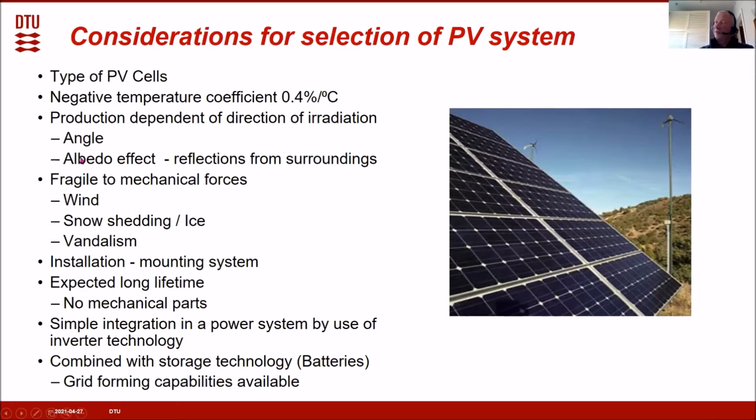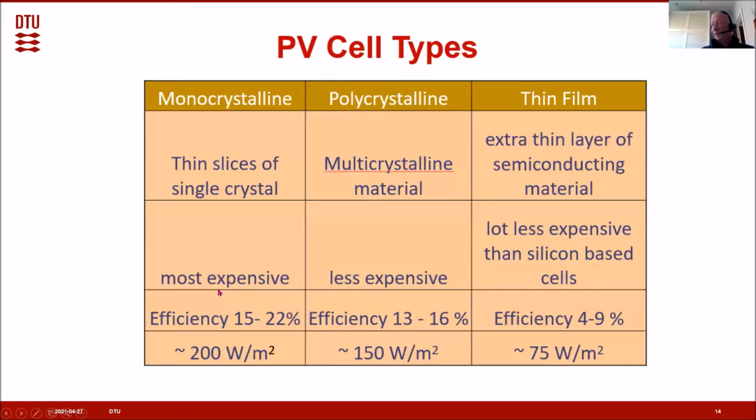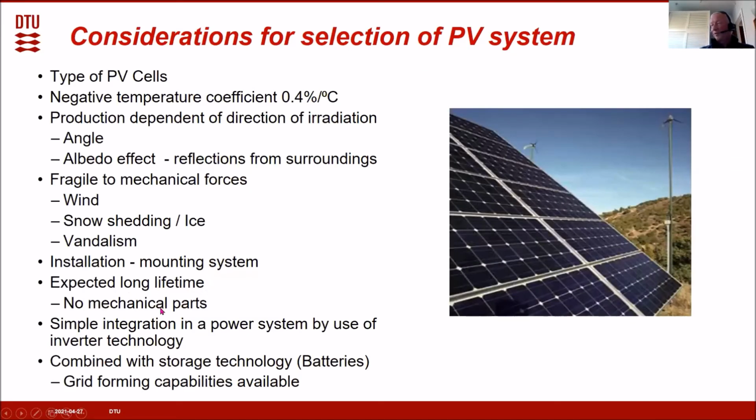Then if we can place the system so we can utilize the Albedo effect, it can give up to 3–4% more over a year. The system is fragile in relation to wind, snow shedding, vandalism, which is a problem in Greenland. Of course, installation and mounting system is an issue, but also we can expect long lifetime, independent of the low temperatures. But it's simple to integrate in a system, and it's easy to combine with a storage technology.